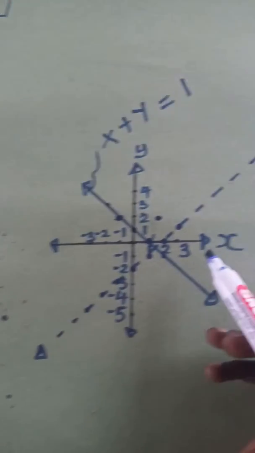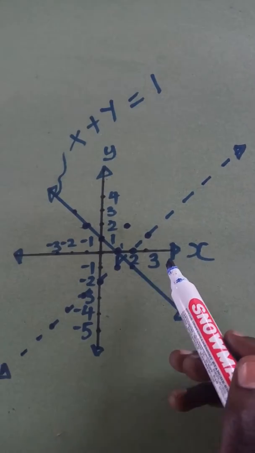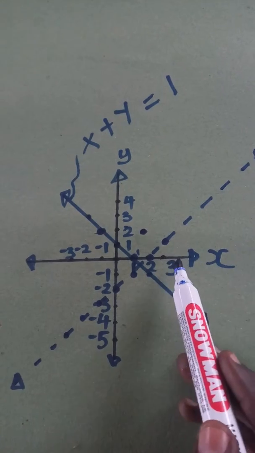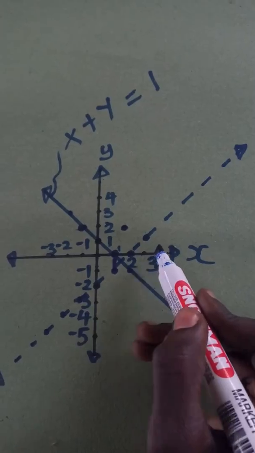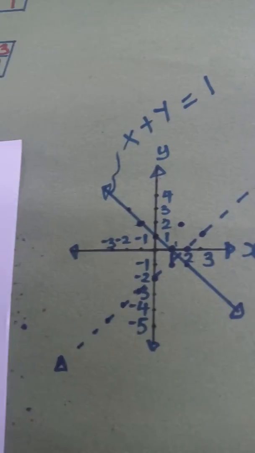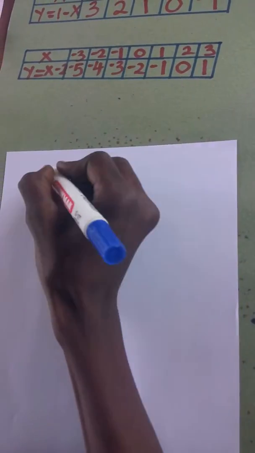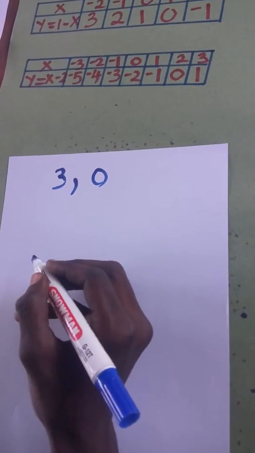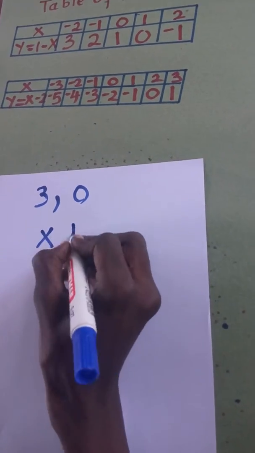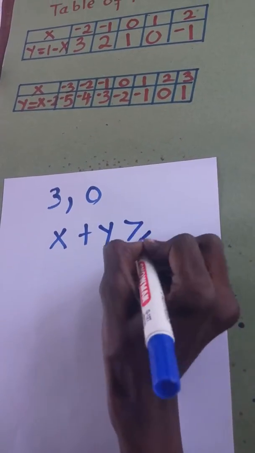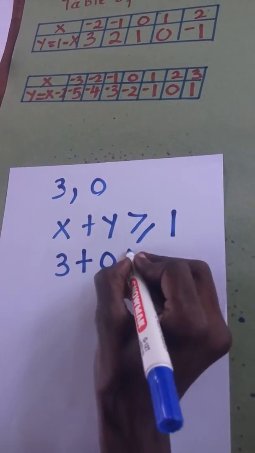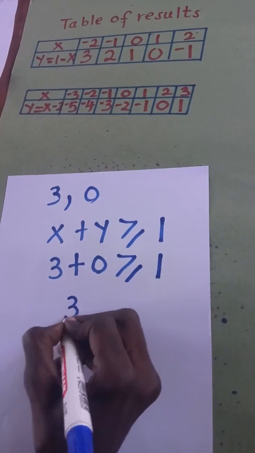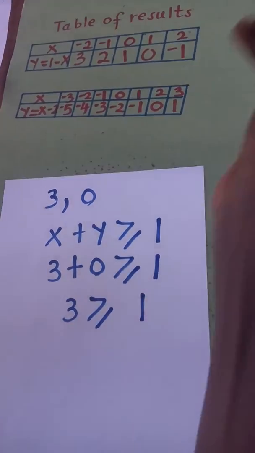Okay, so we have to test for the last region. Here, let's take (3, 0), which is this point at the middle. We're going to test it, starting with inequality number 1, x plus y is greater or equal to 1. So when x is 3 plus y is 0 is greater or equal to 1. So this is 3 is greater or equal to 1, which is true.